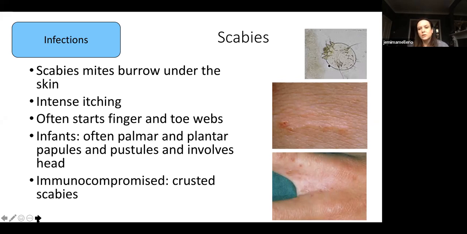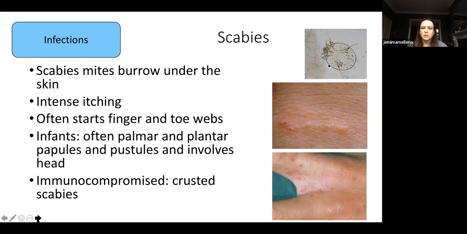Now, often it starts in the finger webs and toe webs and becomes more widespread. And particularly in infants, what you find is a lot of palmar and plantar involvement, little papules and pustules. And also in infants, unlike older children or adults, it usually affects the head and neck as well.